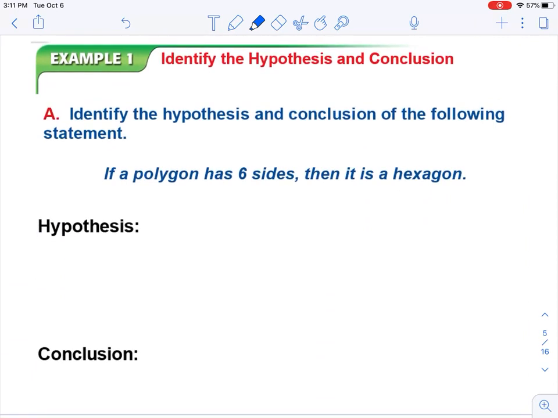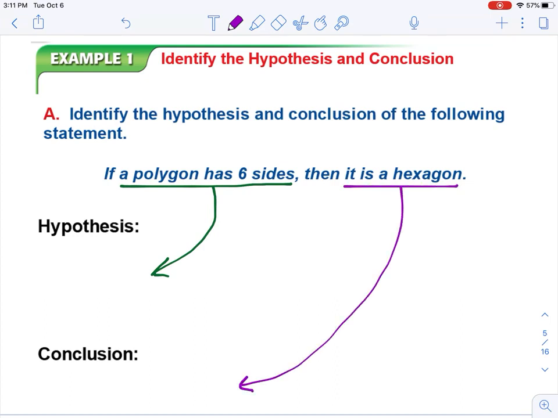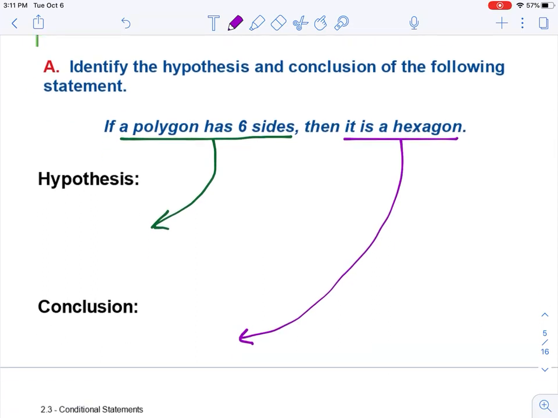Identify the hypothesis and conclusion of the following statement. The statement is: if a polygon has 6 sides, then it is a hexagon. So the hypothesis here is what follows the if. You can either rewrite it or just write an arrow. That is, a polygon has 6 sides. And the conclusion is it is a hexagon. Notice I'm not including the word if and I'm not including the word then. It is what follows them. So a polygon has 6 sides is the hypothesis. And the conclusion is it is a hexagon.